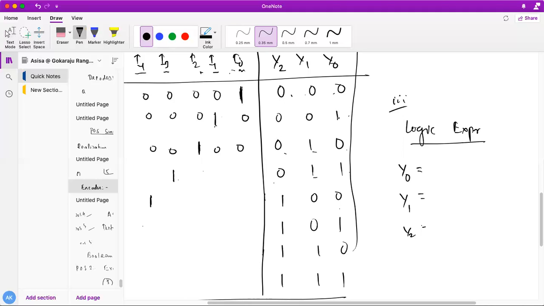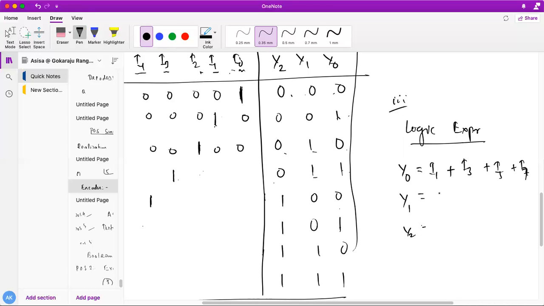Y0 will be nothing else, my 1 will be here. 1 will be here means what? At that time, what is the corresponding one here? I1. So I1 plus what is there here? This one, I3. Next, similarly here 1, so I5. Next I7. Okay, so this is my output.